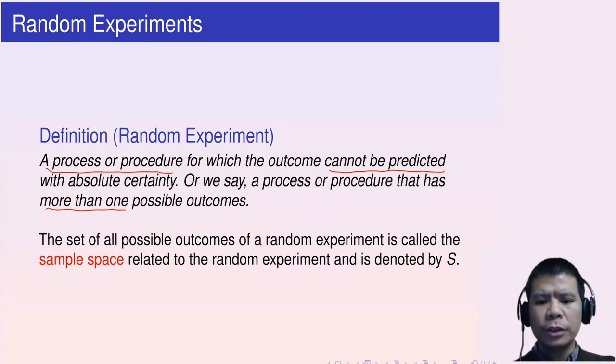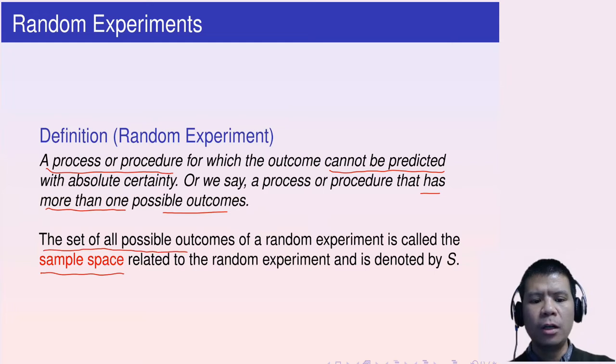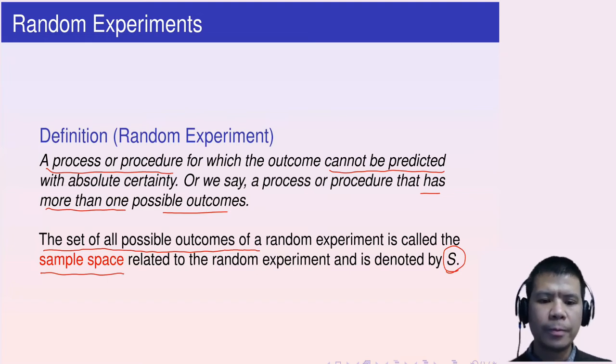Since a random experiment has more than one possible outcome, if we put all the possible outcomes together as a set, we get the sample space. So what is the sample space? That is the set of all possible outcomes of a random experiment. It's called the sample space related to the random experiment and is denoted by capital letter S.